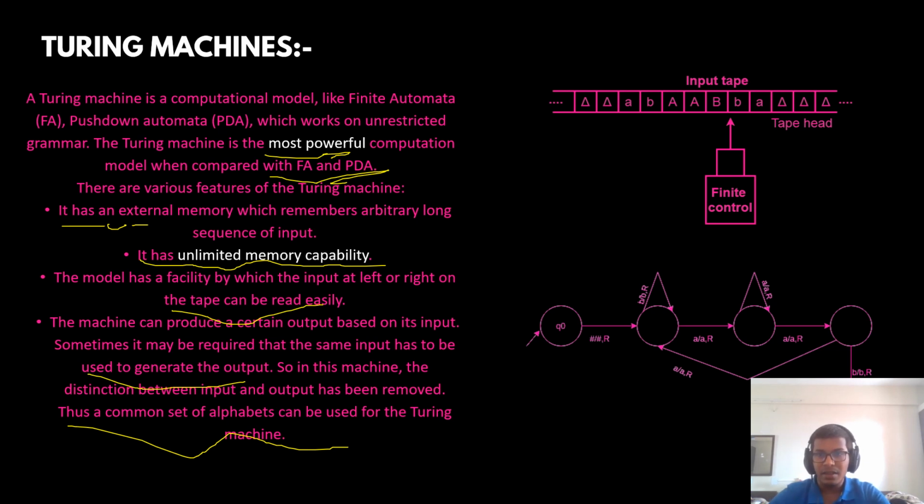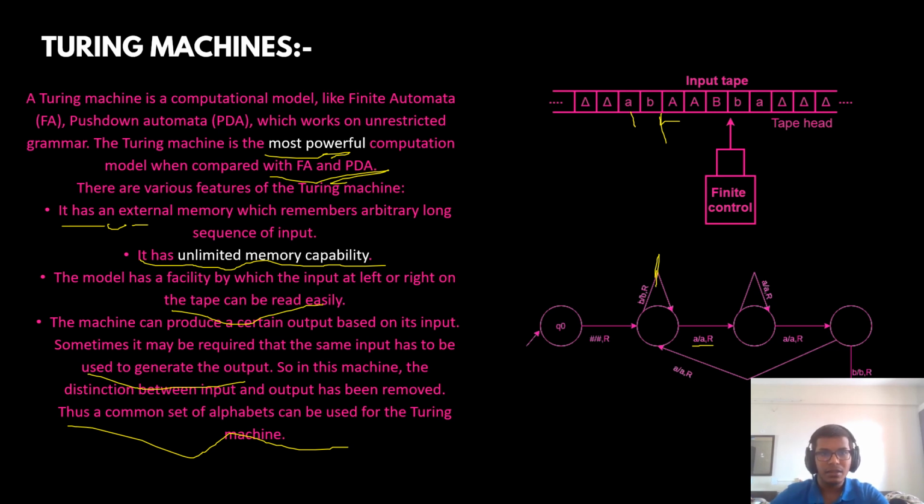So here we can see this is an infinite input tape where there are blank symbols and different types of input symbols A, B, and here this triangle represents the tape head, and in between we have the finite control. Here a comma slash a comma R represents when this character is recognized we need to move to the right. And here b comma slash b comma R represents when b is recognized in the state we need to move towards the right.